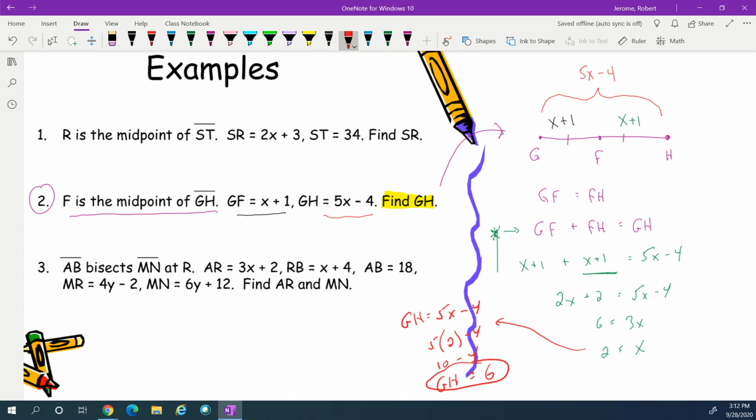And we can very easily double check it by plugging it in everywhere. If we take that value and plug it in everywhere, see, look at what we get. We get 3, we get 3, and we get 6. 3 plus 3 really does equal 6. So our check is plug it in everywhere and make sure the numbers really work. But that's midpoints and segment bisectors, right? Just be careful with the way you label things.